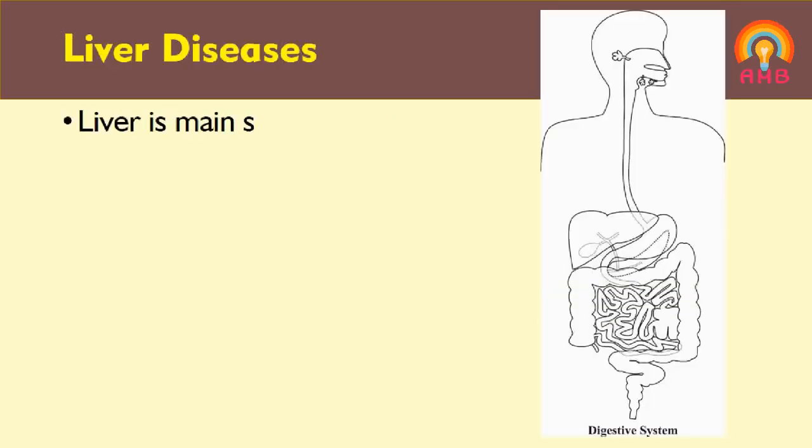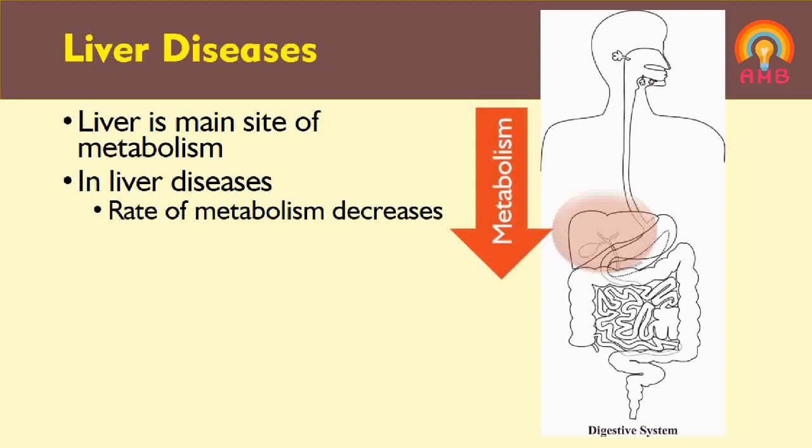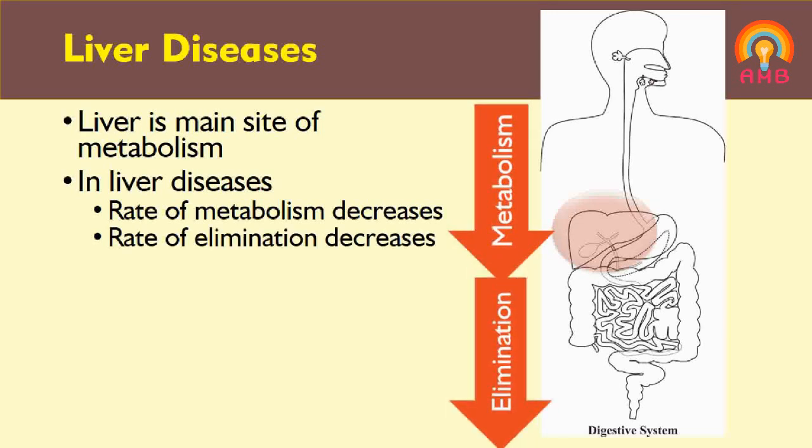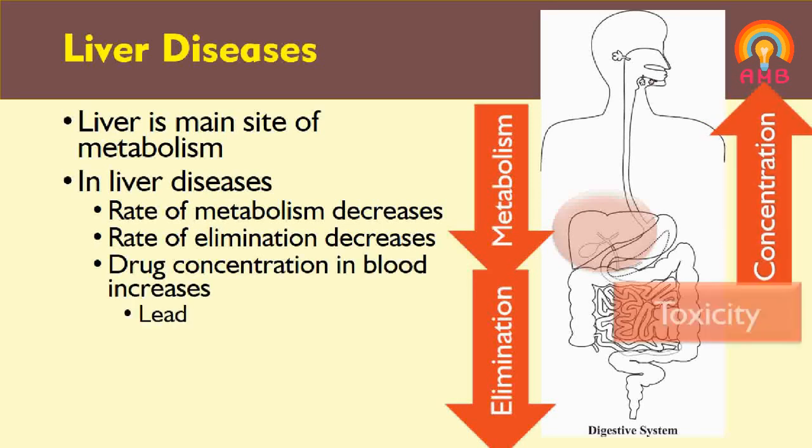Another example is liver disease. The liver is the main site for metabolism of drugs. In liver diseases, the rate of metabolism and hence the elimination of most drugs is decreased. Due to this, drug concentration in blood increases and toxicity of these drugs may be produced.